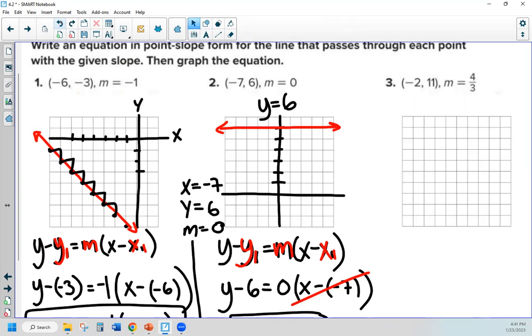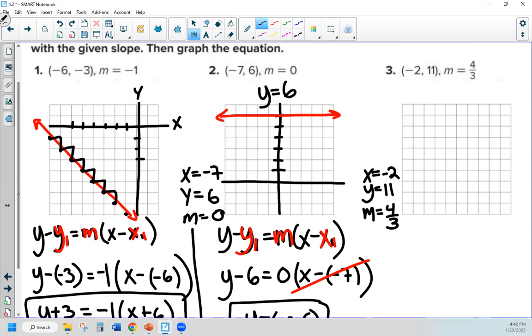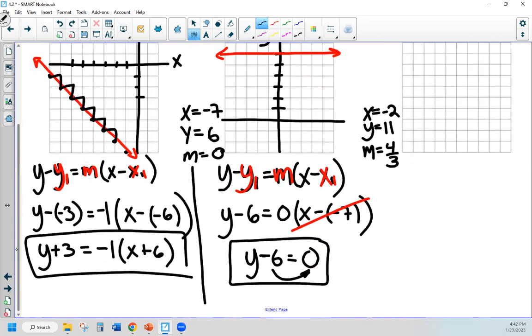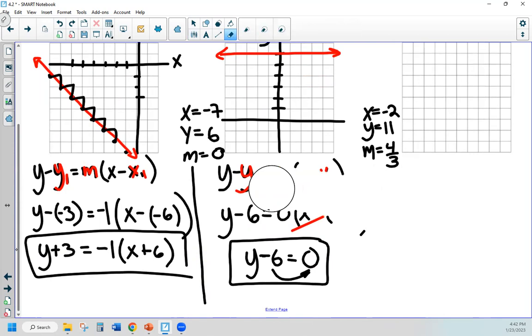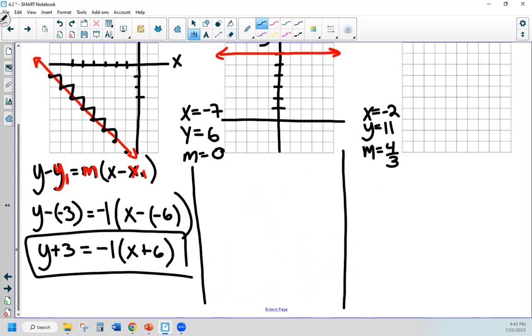Okay, number 3. We have an x value of -2, a y value of 11, and a slope of 4/3. Let's do it. All right, I'm going to erase this. I'm going to need some space here. Y minus y1 equals slope times x minus x1.